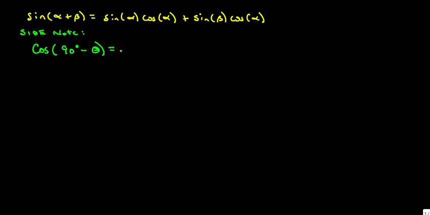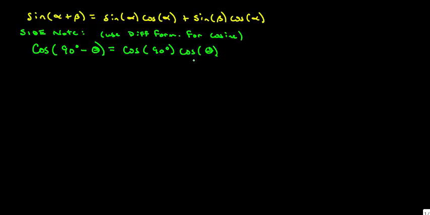I'm going to use the difference formula for cosine here. So you can see how these things are all kind of starting to fall into place. So this is going to be the cosine of 90 times the cosine of the angle, and then it's going to be minus, well, this is going to be turned to plus, the sine of 90 times the sine of the angle.